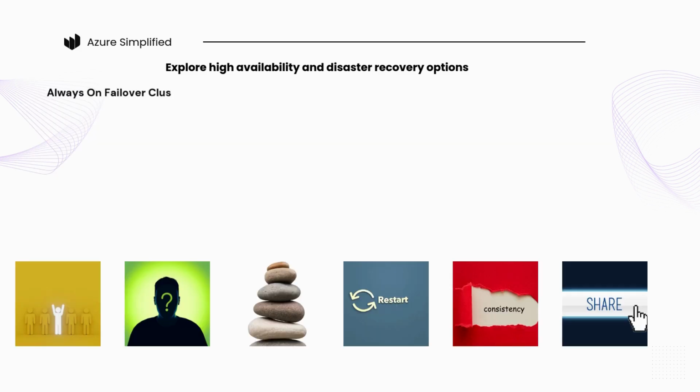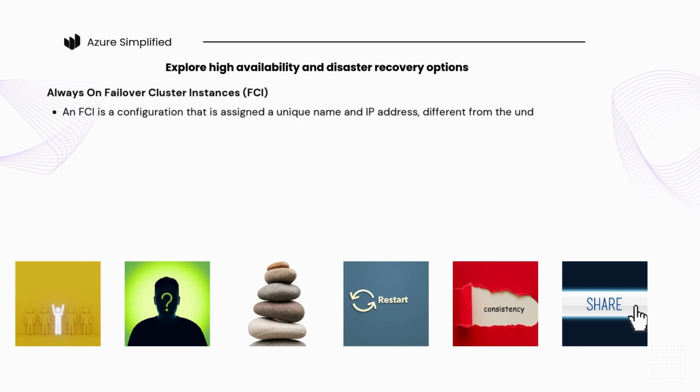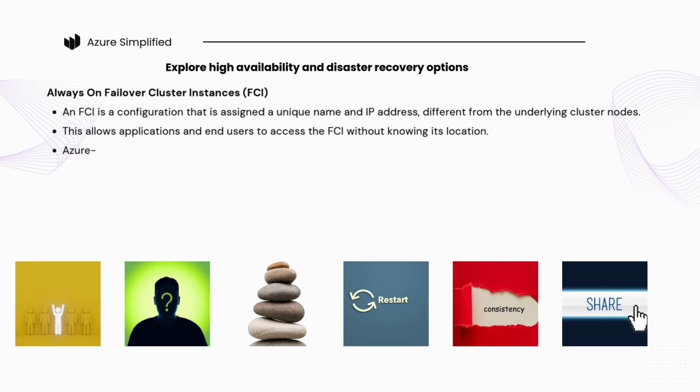Always-on failover cluster instances, FCI. An FCI is a configuration that is assigned a unique name and IP address, different from the underlying cluster nodes. This allows applications and end users to access the FCI without knowing its location. Azure-based FCIs require an internal load balancer, ILB, to ensure connection.